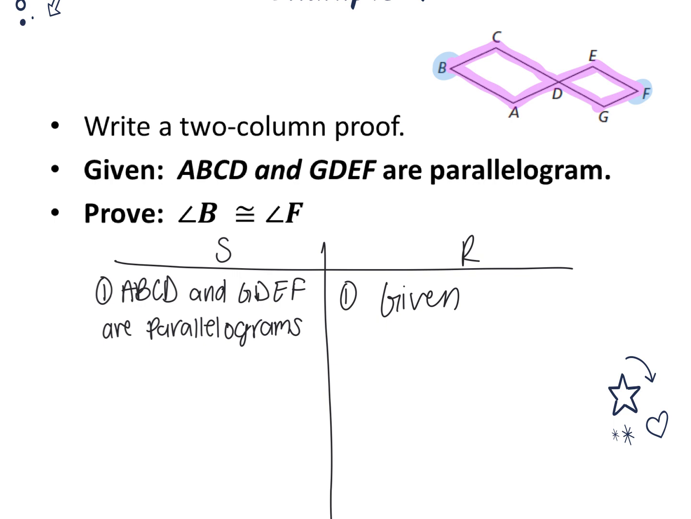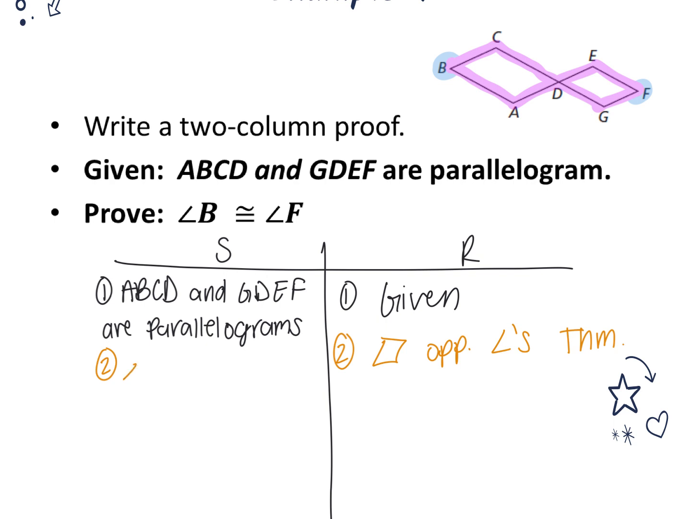Looking at this, I need to find a way to make B and F congruent. So by looking at them as separate triangles, I know the rule for opposite angles theorem. Parallelograms, I'm going to use the symbols. Parallelogram, opposite angles theorem. So what does that mean?